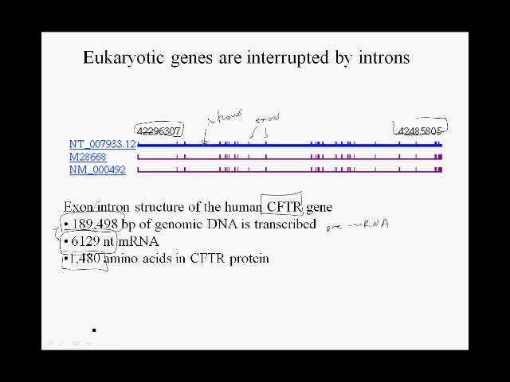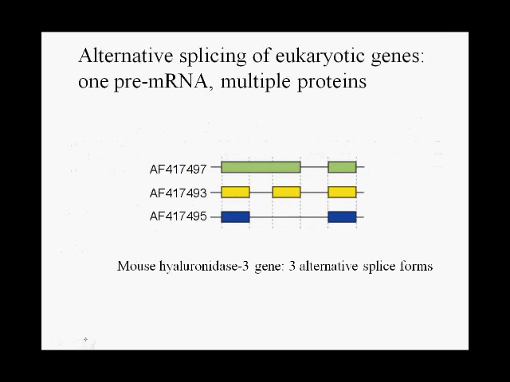So if you calculate how much DNA is actually required at a minimum to make this protein, we come up with less than 4,500 nucleotides of DNA that would be necessary to make the protein, but instead our cells use almost 190,000 base pairs of DNA. So you can think about why that is, and there really aren't any good answers at this point.